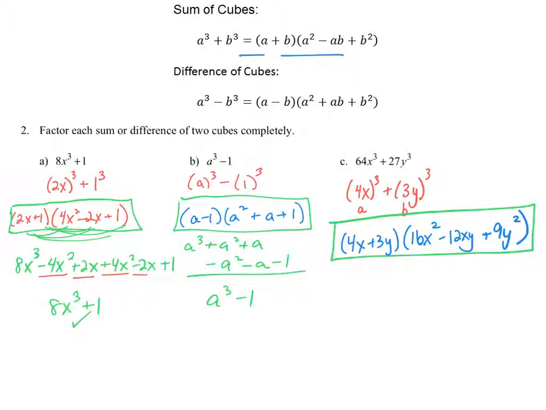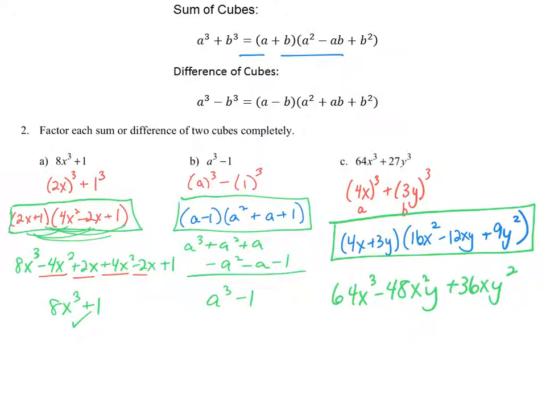the 4 to get 64x to the third minus 48x squared y plus 36xy squared. When you distribute the 4, you get those three terms.